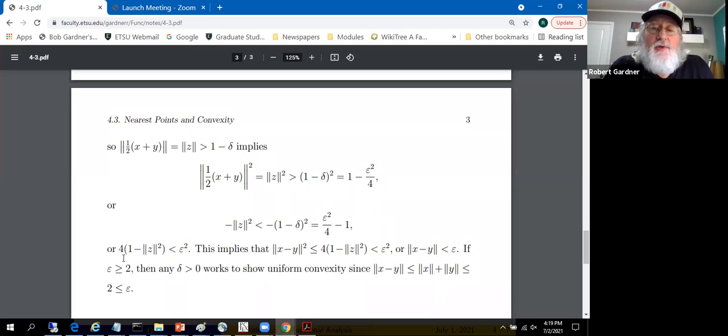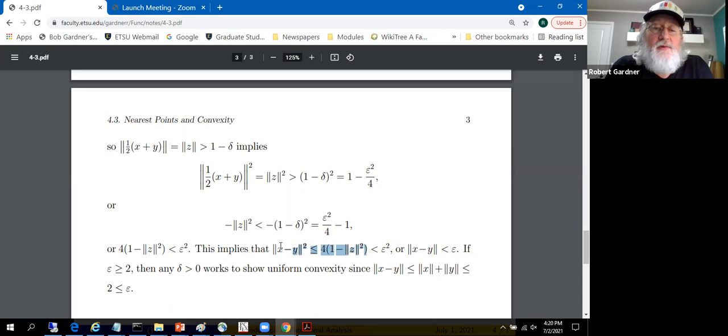This can be rearranged to read 4 times 1 minus norm squared of z is less than epsilon squared. So what we've done here is take the 1 to the other side, group it together, and then multiply both sides by 4. So we've lost the -1 and the 4, leaving an epsilon squared on the right-hand side, and we've picked up a little extra stuff on the left-hand side. This implies the norm of x minus y squared is less than 4 times 1 minus norm of z squared.